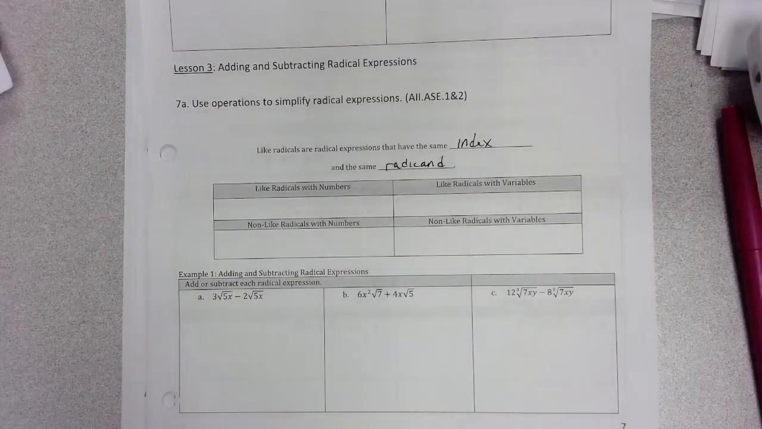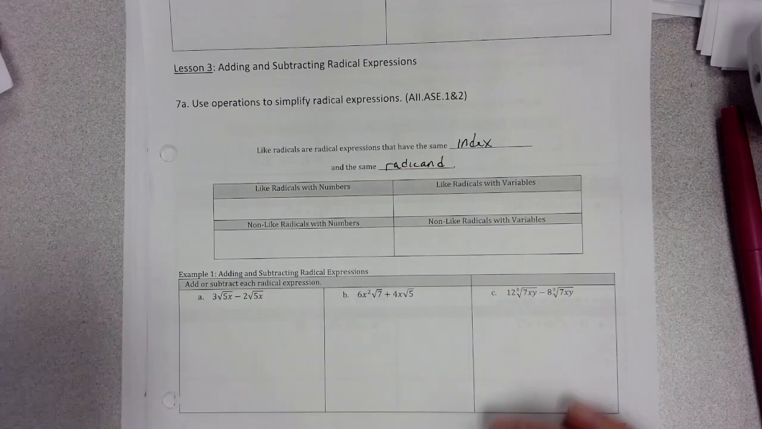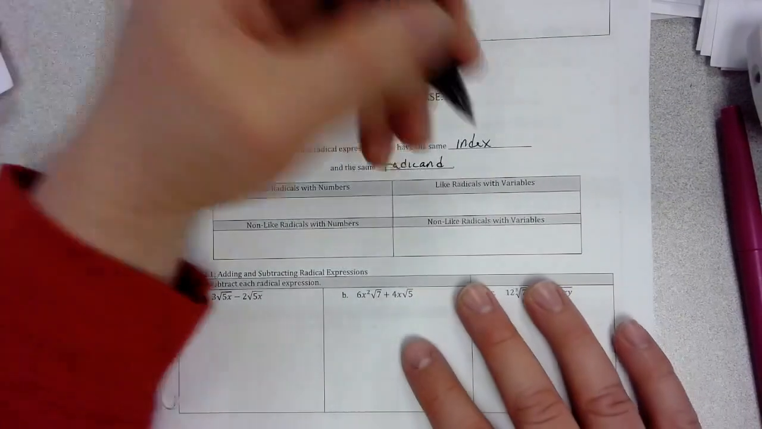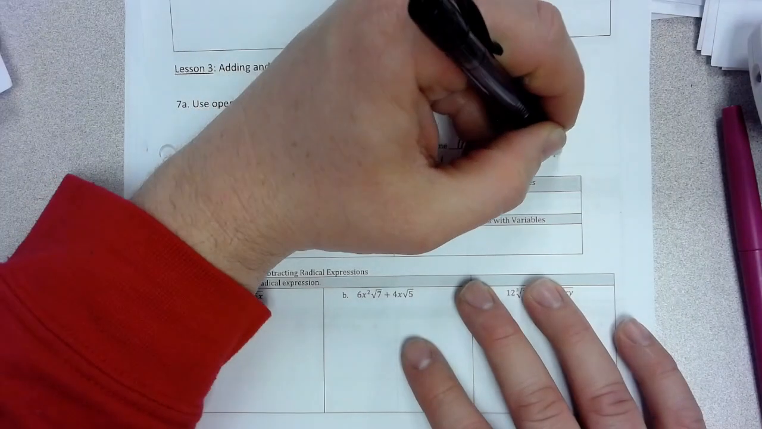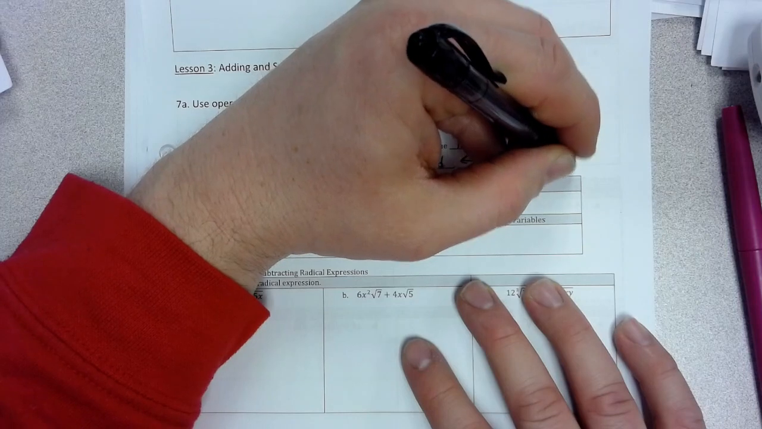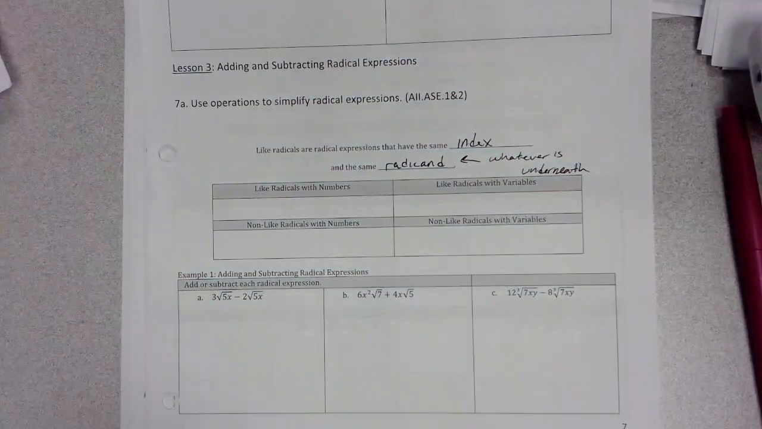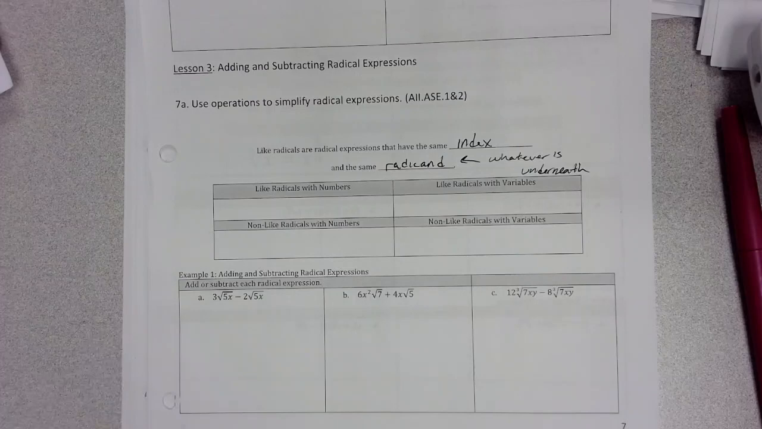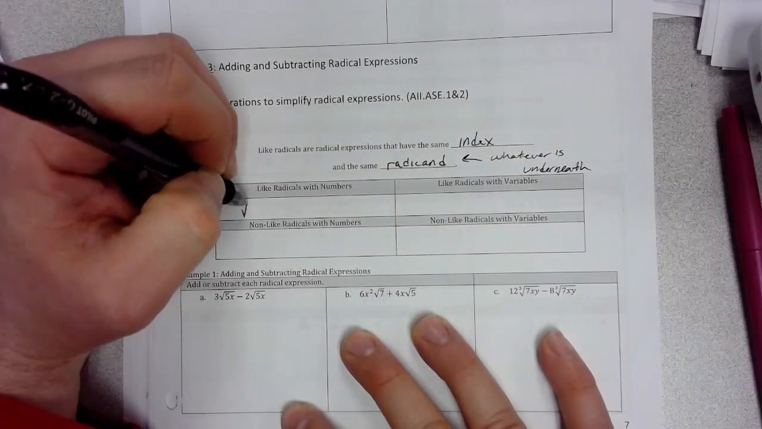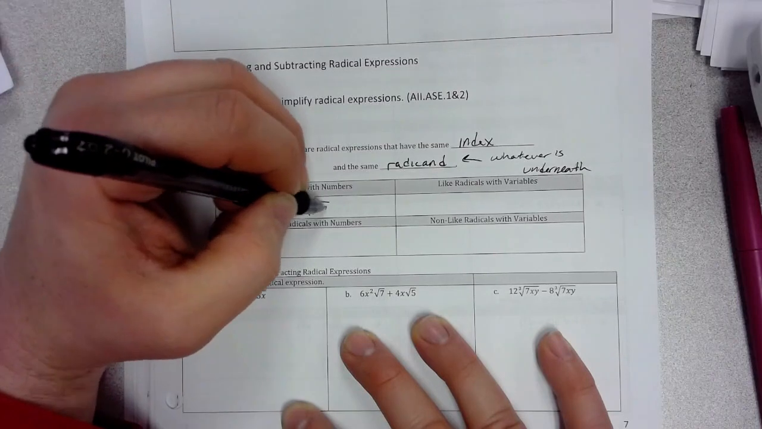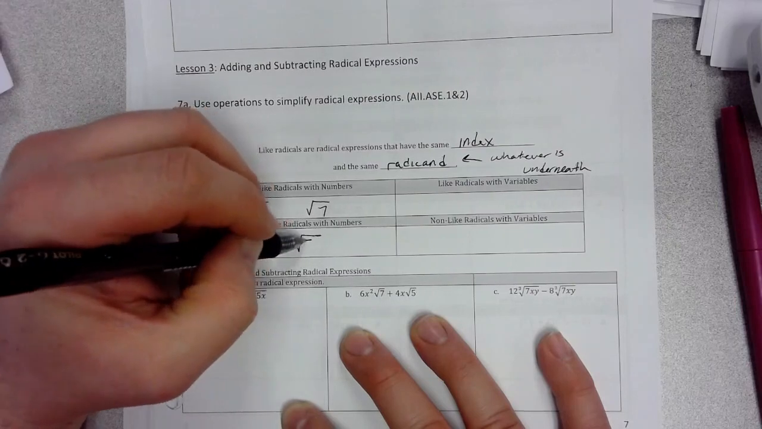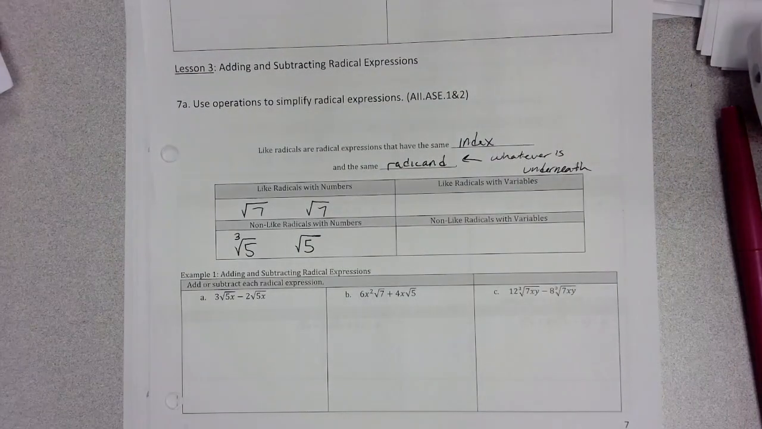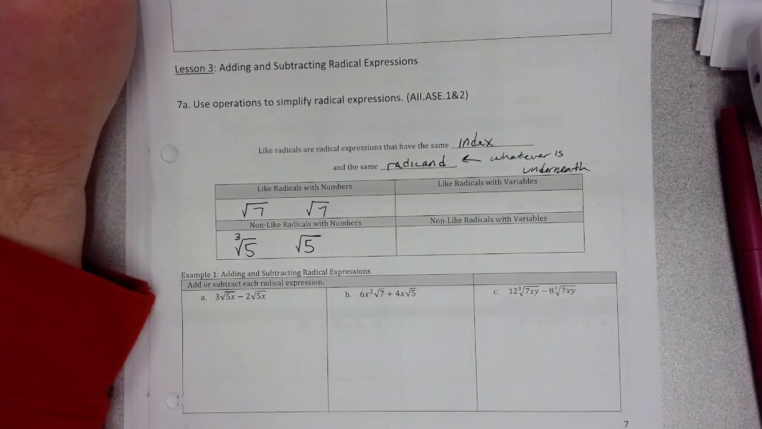Now, we could go through some examples of like radicals with numbers. We could go through some like radicals with variables. Here is an example, square root of 7 and square root of 7. Here's an example, 3 square root of 5 and square root of 5. Those right there are not like radicals. So when we're looking here, keep that in mind, please, when you're thinking through some of these problems. Are they like radicals, or are they not like radicals?